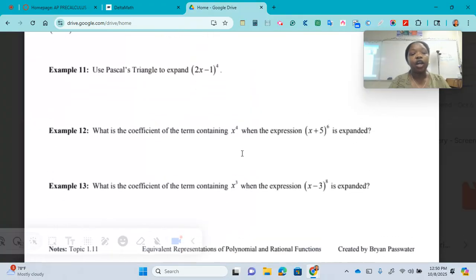What is the coefficient of the term containing x to the 4th when the expression is (x plus 5) to the 6th? Can I have someone rewrite my Pascal's triangle? Go ahead up here, Vanessa, because you got to know how to do it by heart. All right, just do it the long way.